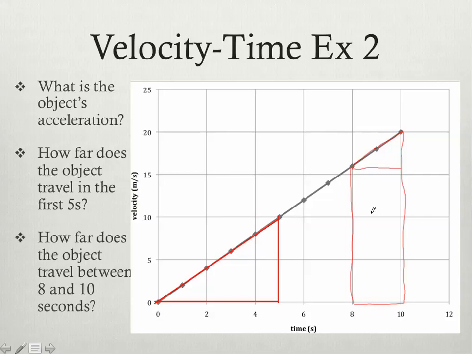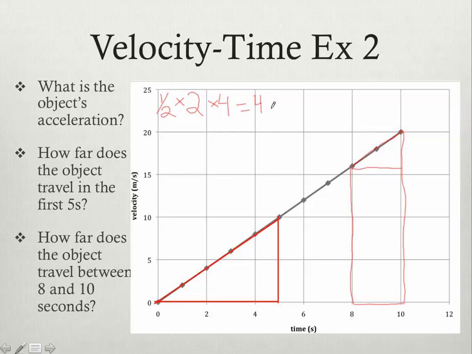So let's do the triangle first. It's still 1/2 base times height. So we do 1/2 times, and our base here is from 8 to 10, so it's 2. And our height is from what we said was 16 to 20, so it's 4. So the area of our triangle is 4 meters.